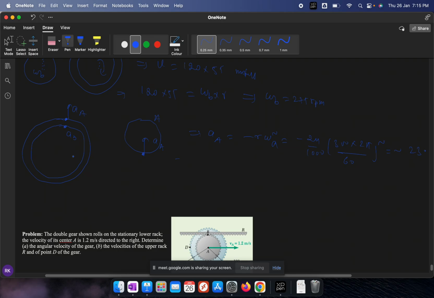Actually, I got 19.9. Yeah, that is correct, for AB. So that is correct. So now I have to find this acceleration also.